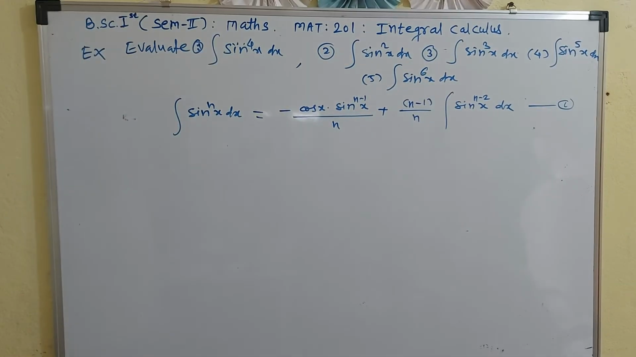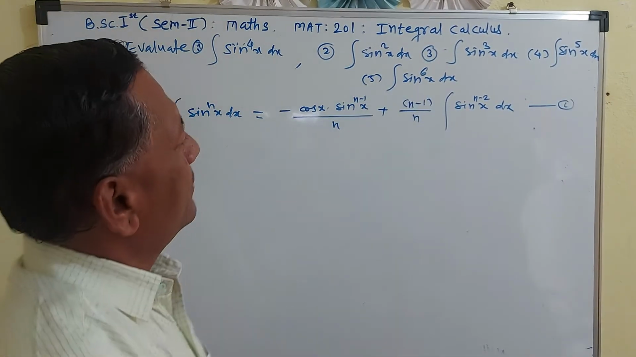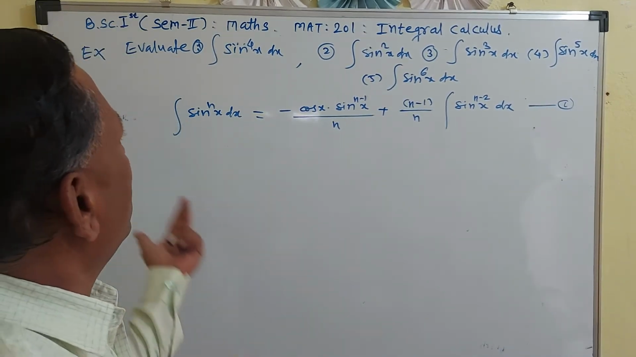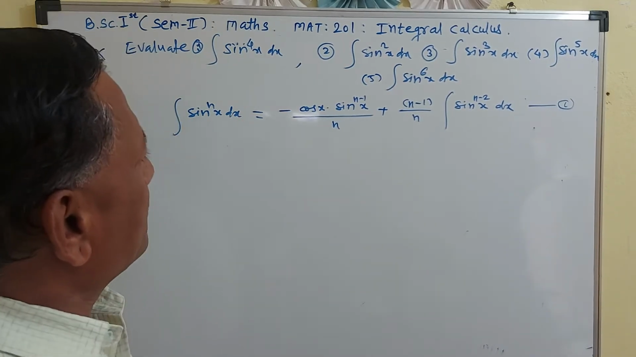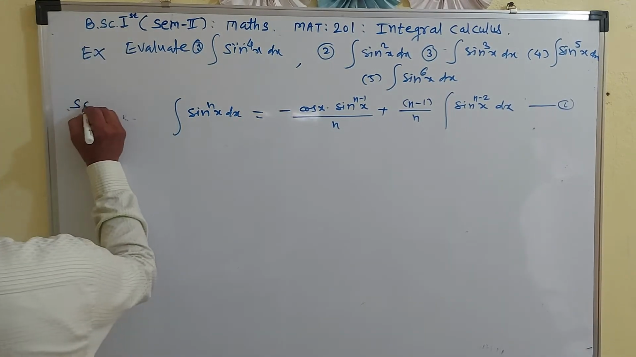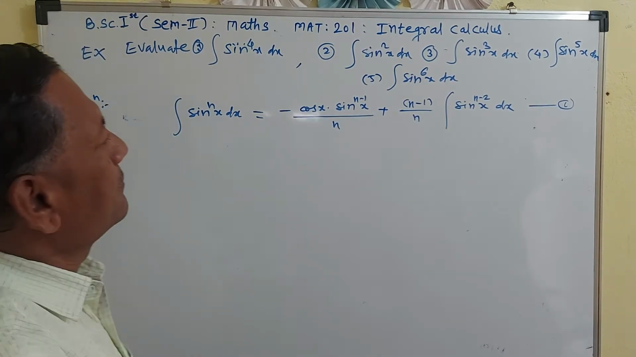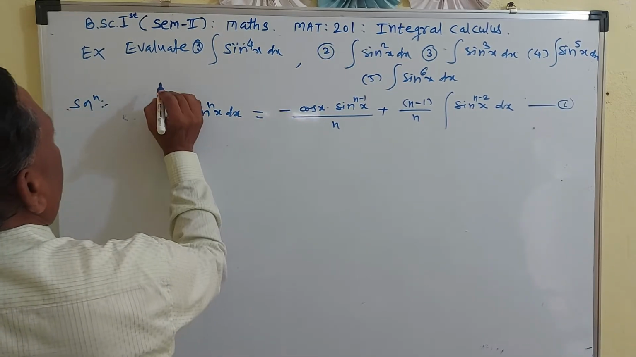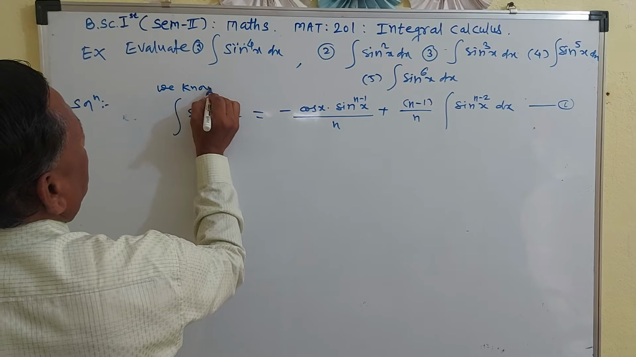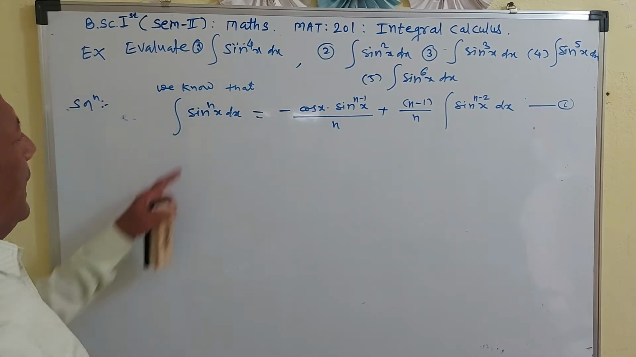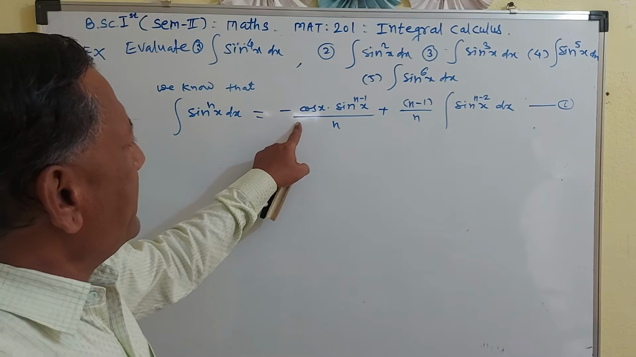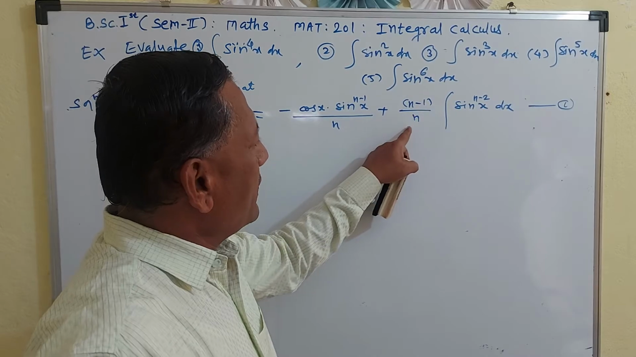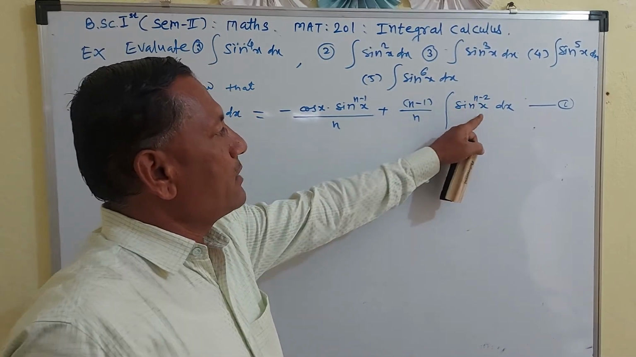So using this reduction formula, we see any of the integrals of sin^3 x, 5x, 6x, 4x, 2x, 7x, 8x. Solution: if you have solved any one, then you have the idea how to find the integration by using the reduction formula. We know that integration of sin^n x dx is equal to minus cos x into sin^(n-1) x upon n plus (n-1) upon n into integration of sin^(n-2) x dx.